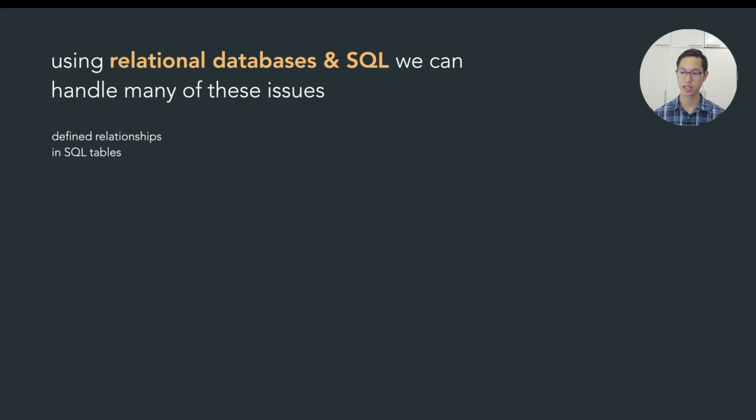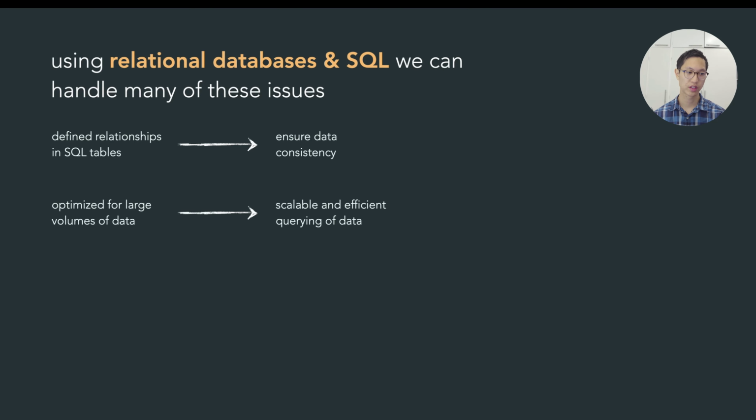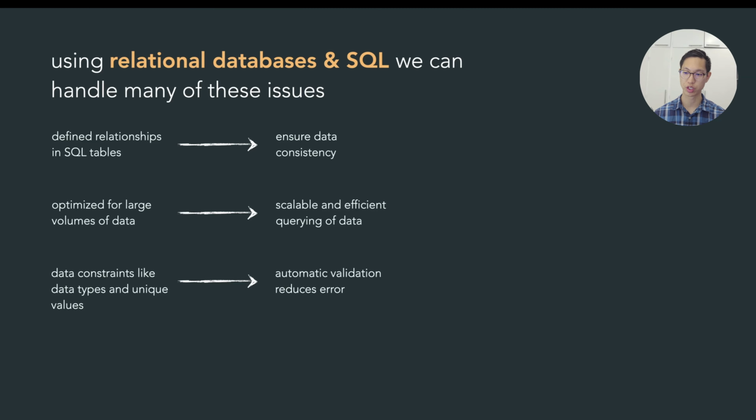Define relationships in SQL tables. This ensures data consistency. They are optimized for large volumes of data, scalable and efficient for querying of data. Data constraints like data types and unique values are put in. Make sure that the data conforms to a specific type. For example, if you have a numeric column, then you cannot put in strings or other types of data. And you have unique values. You can make unique constraints. This makes sure that we get automatic validation, which reduces error.